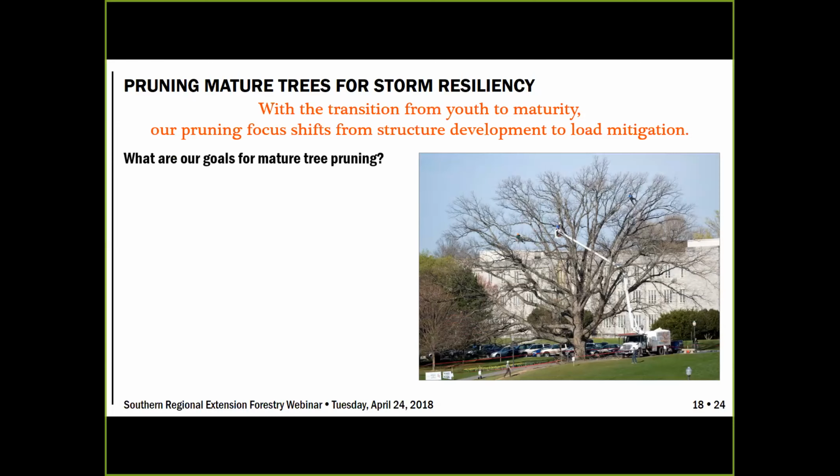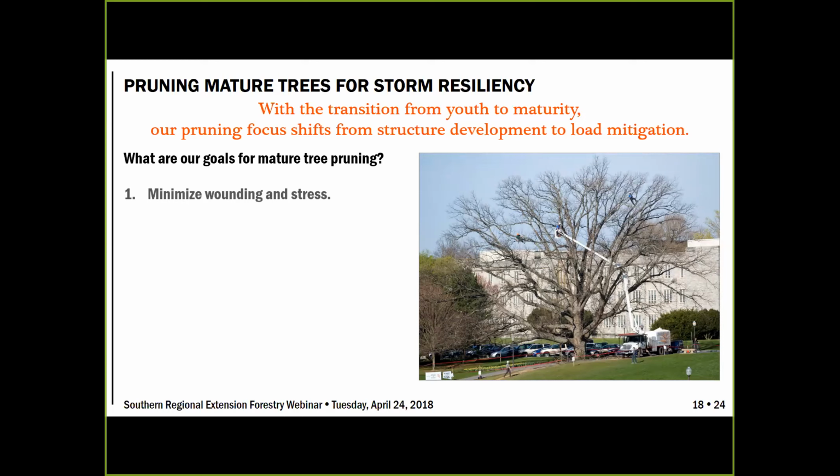So what are our goals for mature tree pruning? Understanding that we are tending to focus on load mitigation. First of all, we want to understand that the energy dynamics and the vitality of mature trees is very different than young trees. In mature trees, the ratio of energy generating or capturing mass to energy requiring mass is shifted considerably. The vitality of these trees has diminished, and they cannot tolerate as well the removal of live branches.